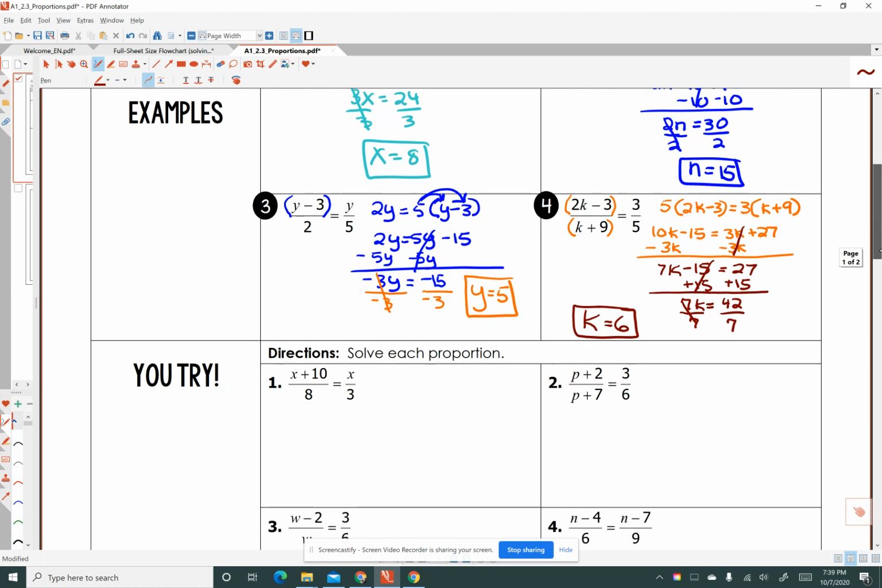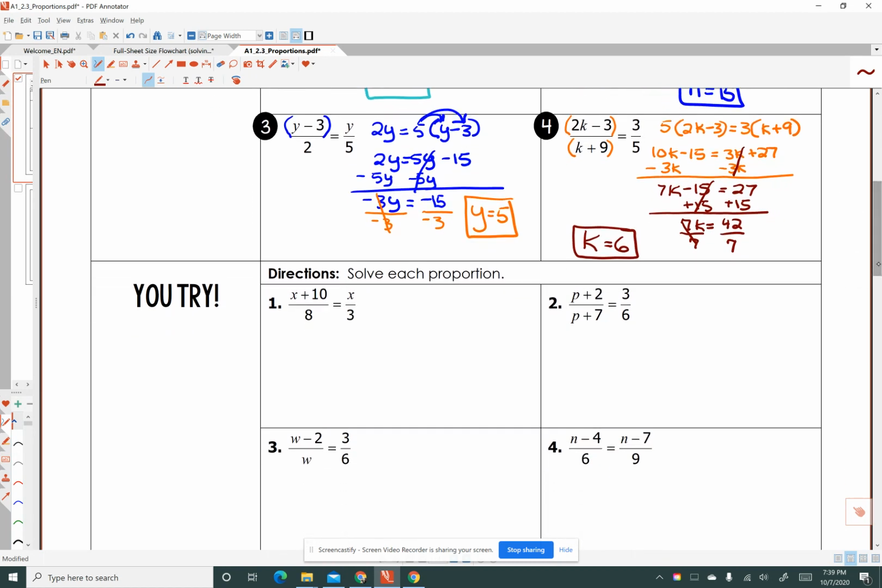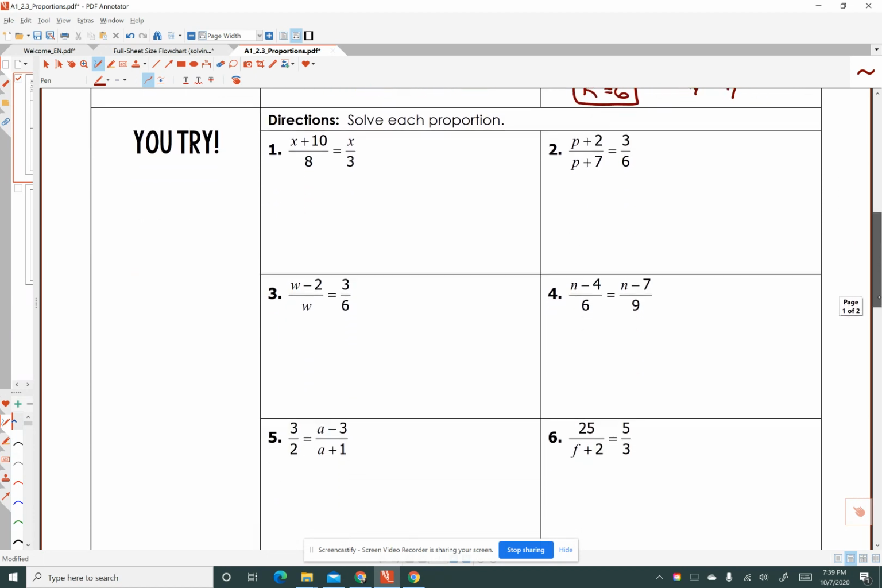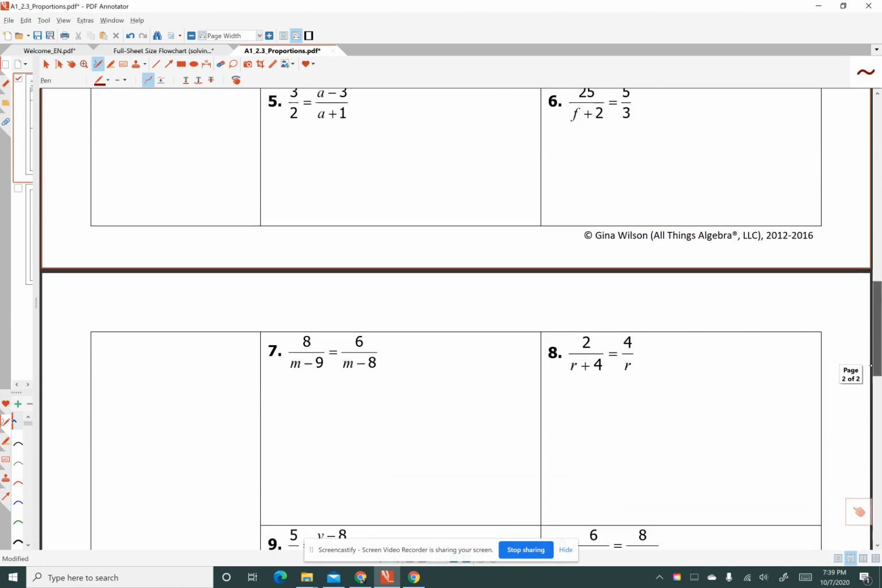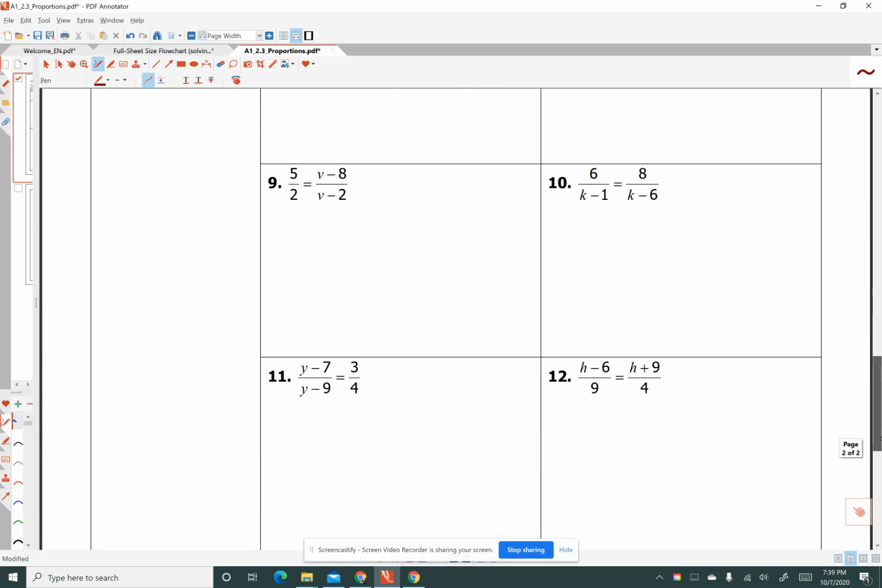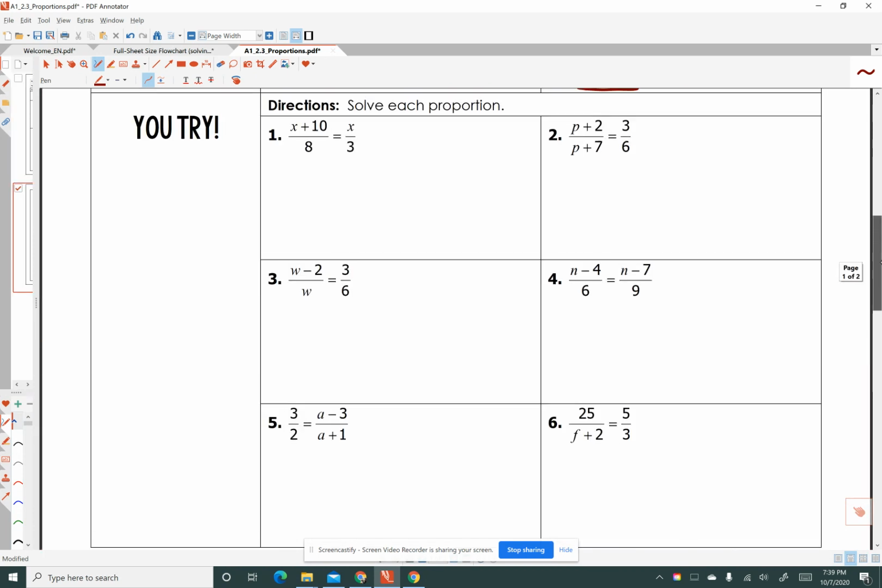So try the rest of them yourself, and let's see how you do. We have, looks like 12 problems. So go ahead and try those and then come back and we'll see how you did. Pause the video, try them on your own first. Okay, students, I hope you really did try those on your own, and I'll work them now.